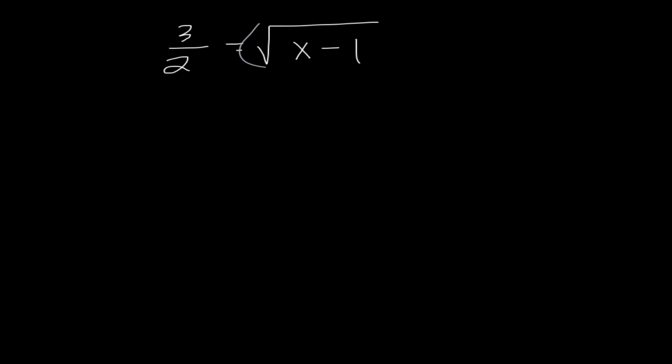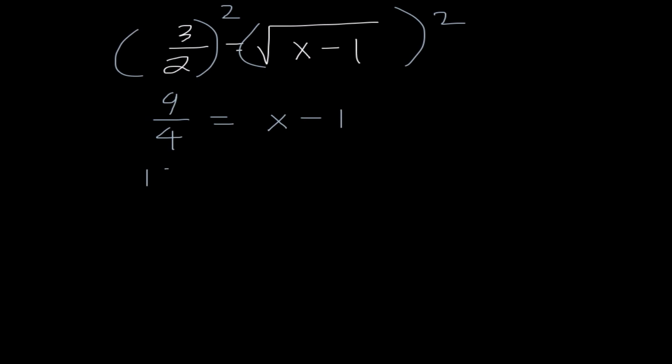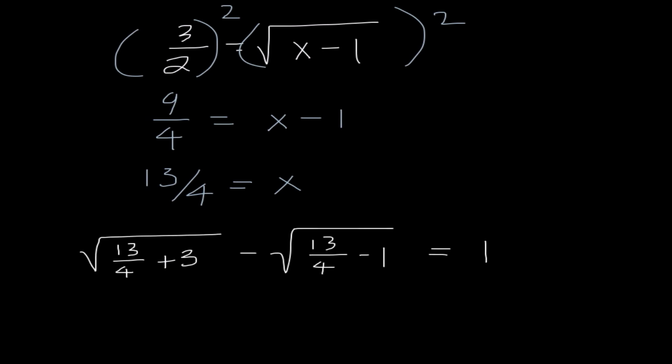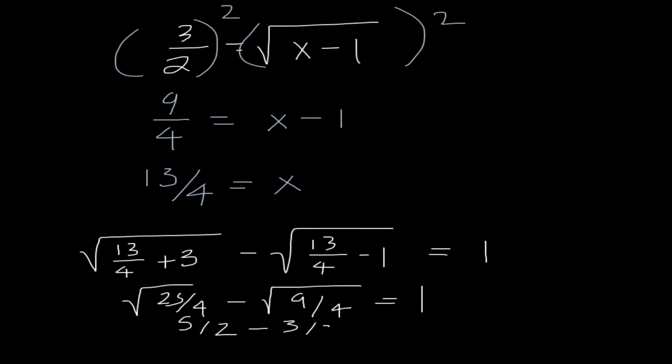Now that my radical is isolated, I'm going to square both sides. And I get 9/4 equals x minus 1. When I add 1 to both sides, I get 13/4 equals x. So let's double check this. 13/4 plus 3 actually becomes 25/4. 13/4 minus 1 becomes 9/4. So is 5 halves minus 3 halves equal to 1? And it is. So 13/4 would be our solution.